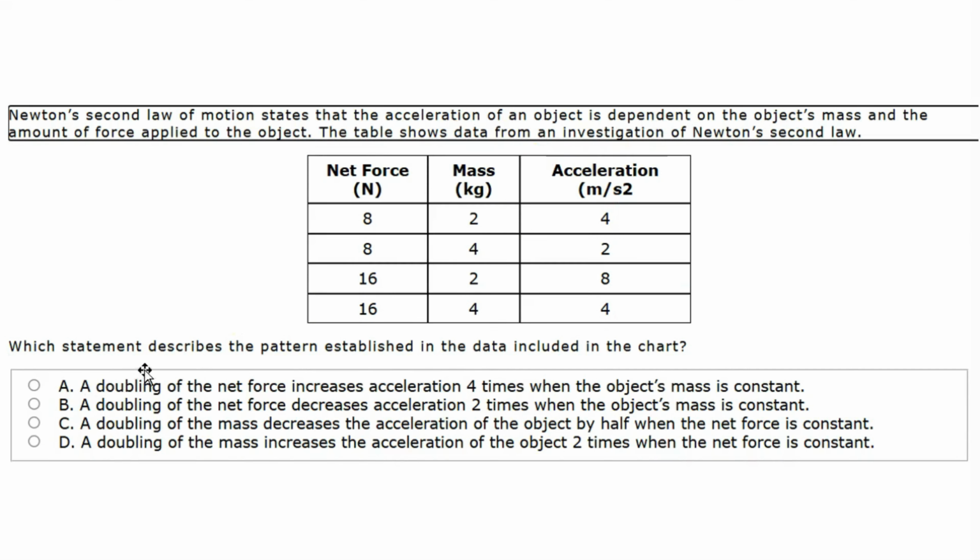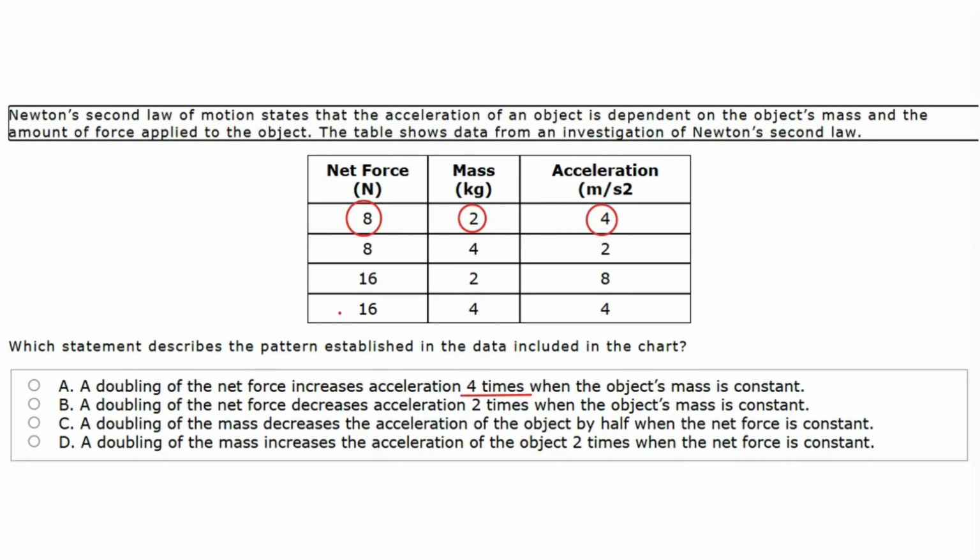Which statement describes the pattern established in the data? The first option is: doubling of the net force increases the acceleration 4 times when the object's mass is constant. So the object's mass is constant. Just see this one: the force is 8 here, the mass is 2 and the acceleration is 4. So we are going to compare the first data with the rest of this.